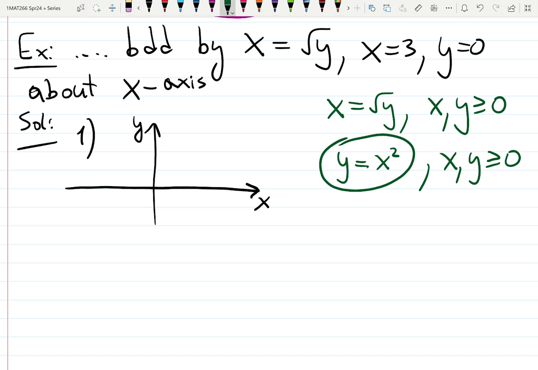Y equals x squared is a nice-looking concave up parabola. But now x is negative here, so I don't like that. And I will only use this part. That is the piece of it. That's how x equals square root of y looks like. It's one of the arms of the parabola.